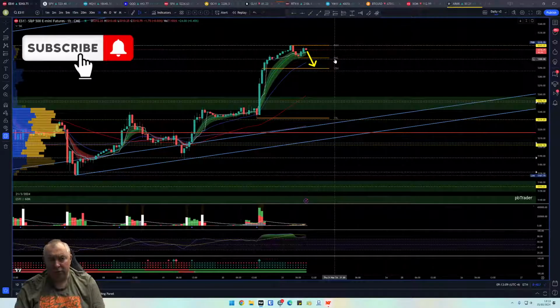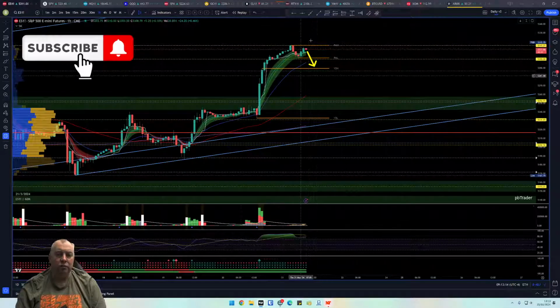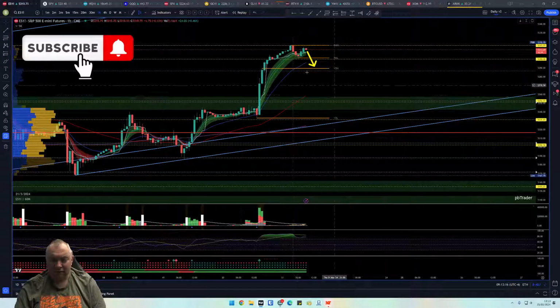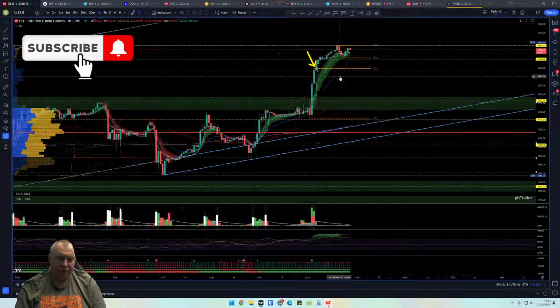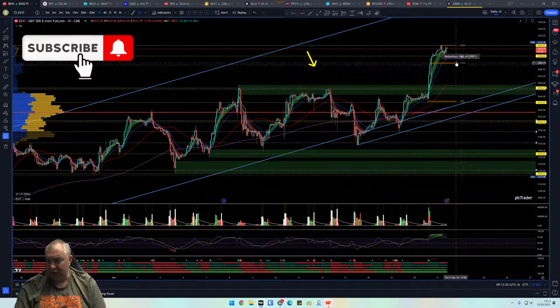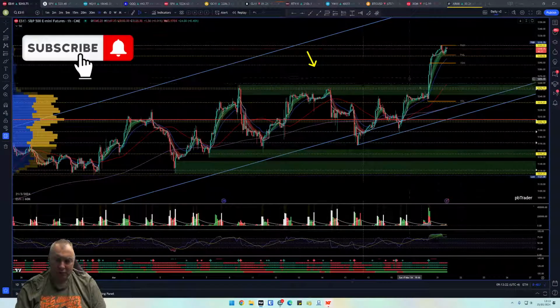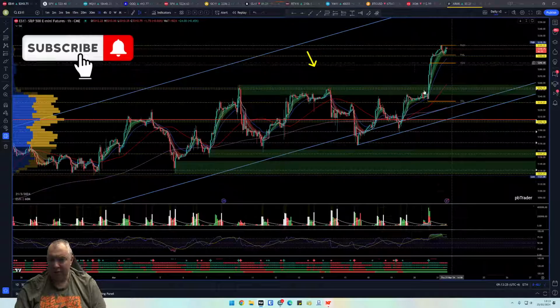Let's just mark it off. Pre-market low. We can watch that area for a bounce or break and retest. So they're the only two areas really to watch. I don't need to mark off yesterday's high because that gets marked off for me with this indicator.